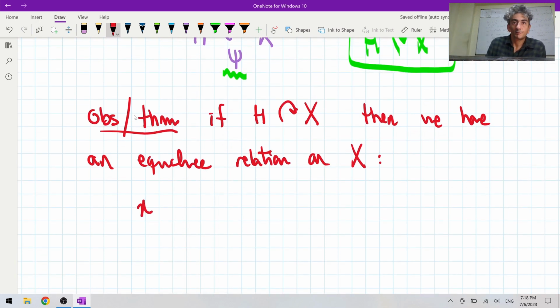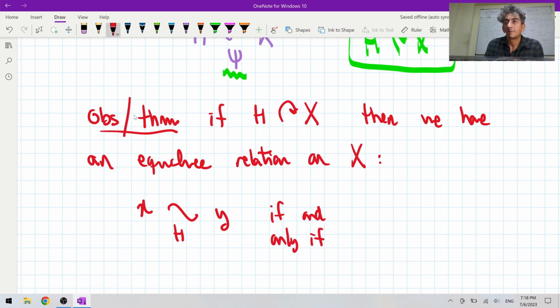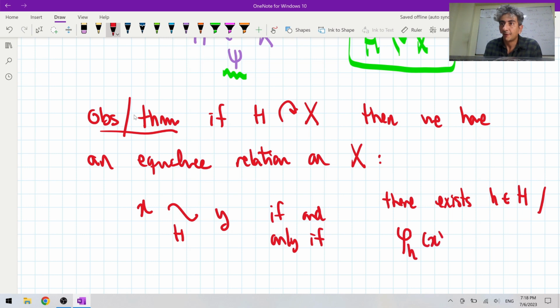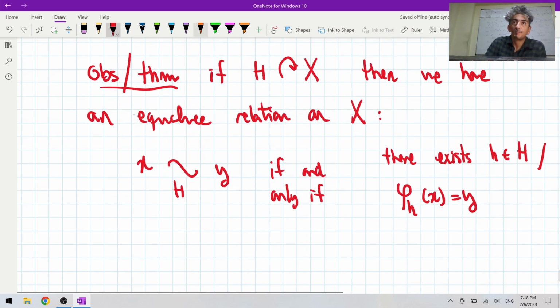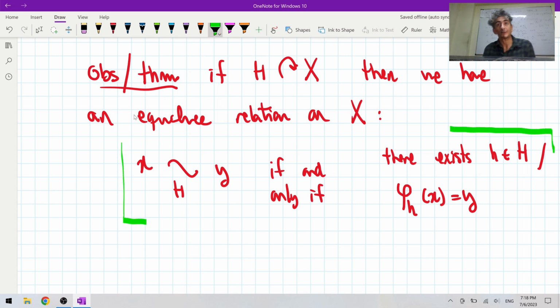X will be H-related to Y if and only if there exists a small h such that phi h takes X to Y. So this is the definition of an equivalence relation, and we're going to show that this is an equivalence relation.